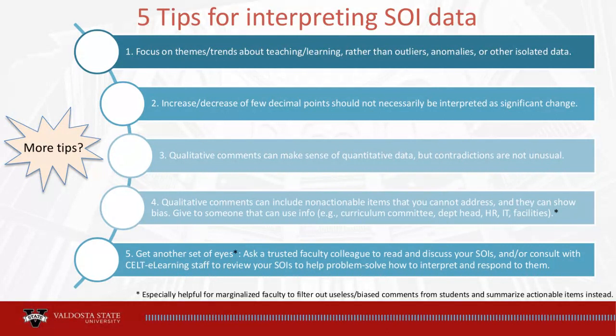So keep that in mind. And four and five, I think, are really important, and I'd love to open it up after I'm done with this. Okay, so qualitative comments can often include non-actionable items that you can't address in your course. And the research showed that's where the bias often occurs as well.